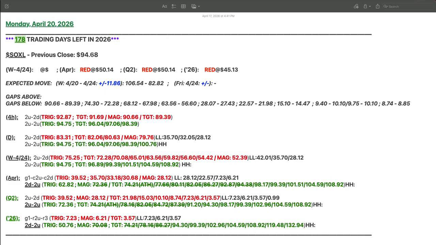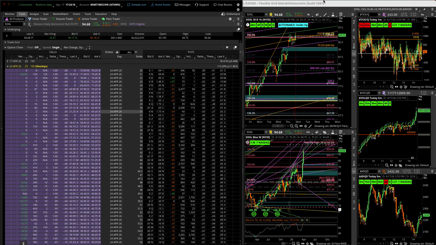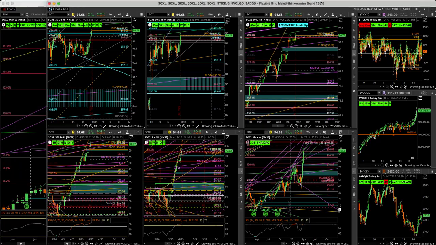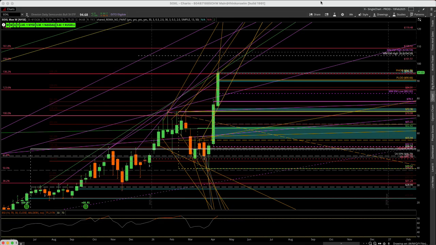So if we flip over to our notes real quick, we can see that this is for Monday, April 20th. 178 trading days left in 2026 on Monday. The close price on Friday was 94.68, and we know that the month, quarter, and year are all green. The expected move is plus or minus $11.86. If you add that to 94.68, you get 106.54. You subtract that from 94.68, you get 82.82. So expected range next week of 106.54 to 82.82 for SOXL. All right, so that's your market maker's expected move.